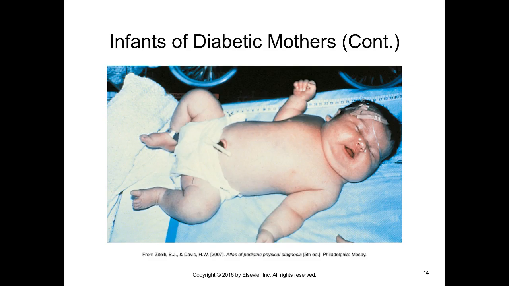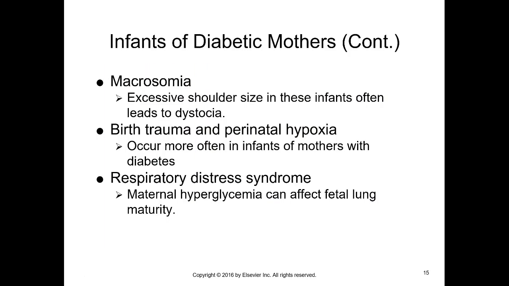This picture shows an infant of a diabetic mother. It's an LGA baby, and he weighs 11 pounds, so he's a whopper. Macrosomia is a complication of infants of diabetic mothers, and macrosomic infants have excessive shoulder size, and they often lead to a shoulder dystocia and a difficult birth. Therefore, they experience birth trauma and perinatal hypoxia, which occurs more often in infants of mothers with diabetes.